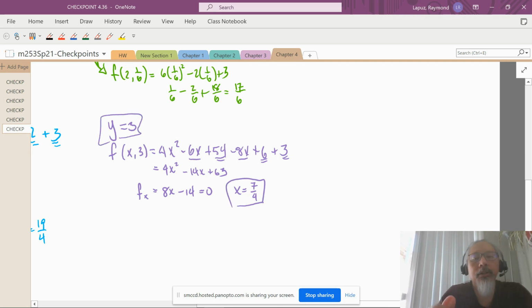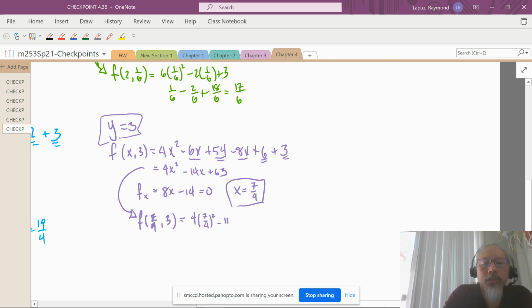7/4 is within the boundary of x being 0 and 2, between 0 and 2. So 7/4 is in between there, which means that's a valid point that we need to check. Let's figure out what happens when we put 7/4 in for x and 3 in for y. So we have a 4 times 7/4 squared minus 14 times 7/4 plus 63.